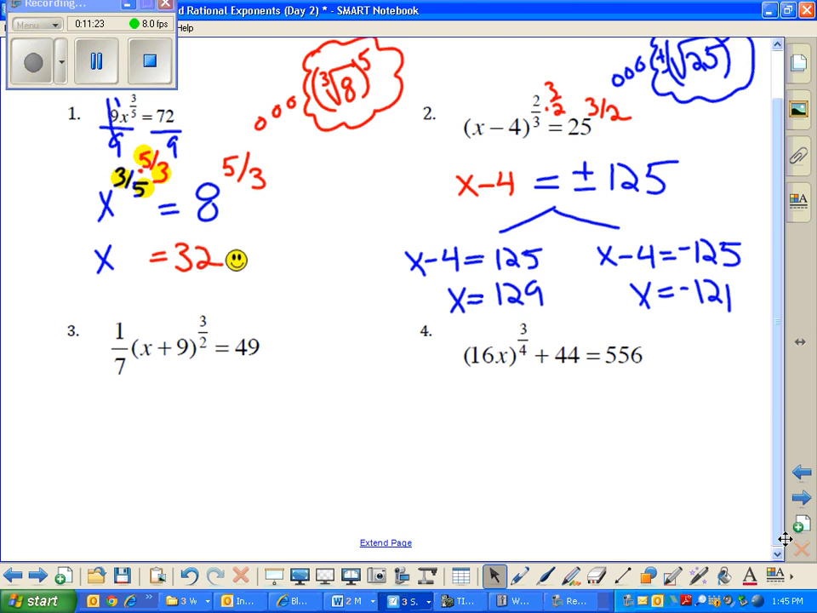All right. Number 3, we have 1/7 times the quantity of x plus 9 raised to the 3/2 power equals 49. Again, step 1, you isolate the base that has the rational exponent. So essentially what I need to get rid of right now is that 1/7. Any ideas? Good, Emily. Yeah, very good. Multiply both sides by 7, right? Jenna, is that what you were going to say? Yeah, nice job.